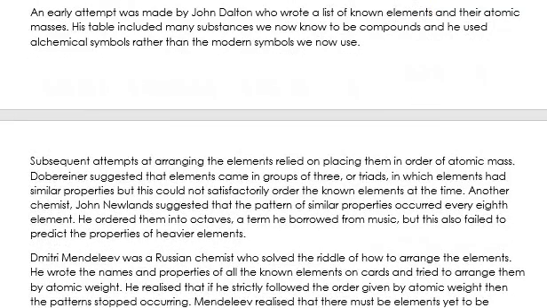An early attempt was made by John Dalton, who wrote a list of known elements and their atomic masses. His table included many substances we now know to be compounds, and he used alchemical symbols rather than the modern symbols we now use. Alchemy was a kind of old science that's been around for thousands of years, based on the idea that you could turn base elements, things like lead, into gold. So this was in the very early days of scientific development in Europe.